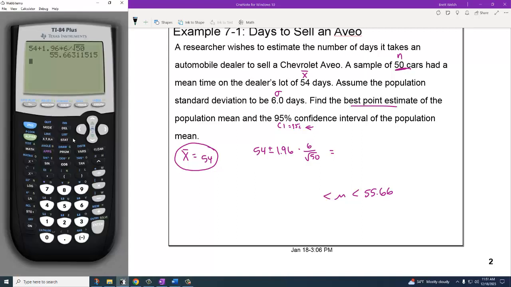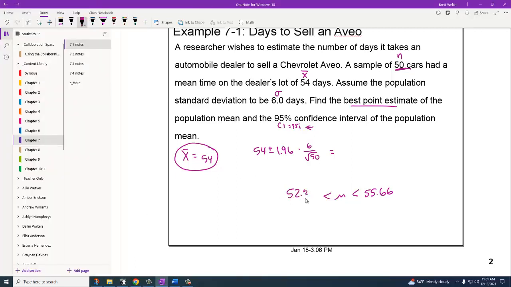In the middle of this interval will be the population mean. If I come back over here and do the same calculation, but I'm going to switch to a minus, I get 52.34. So that is an interval where I have 95% confidence that the actual mean, the population mean, is somewhere in there.